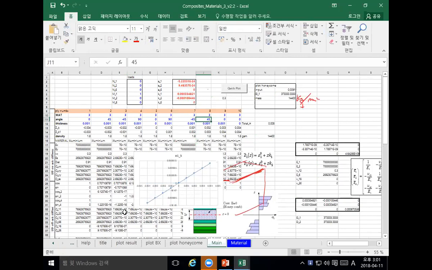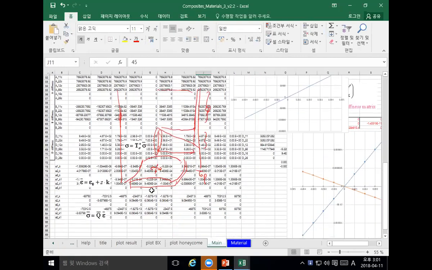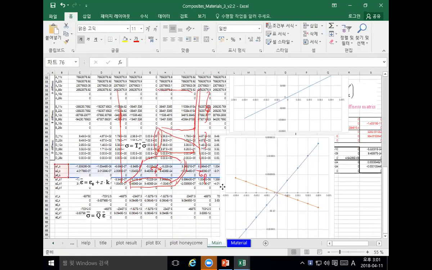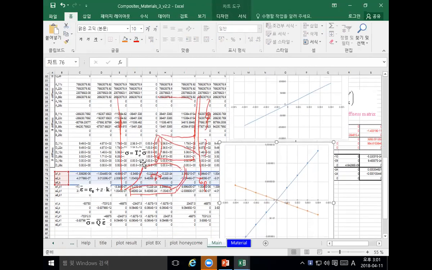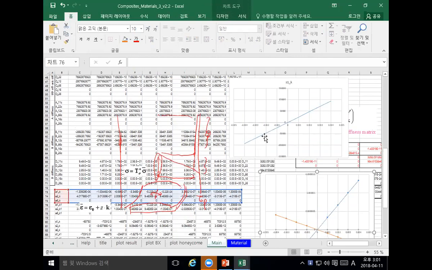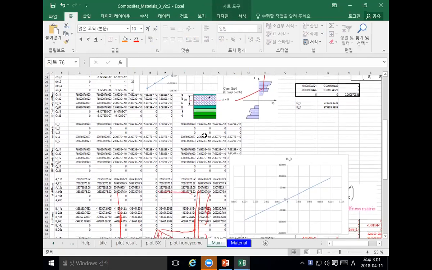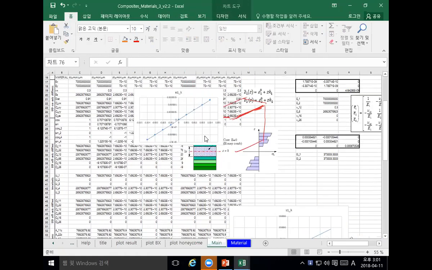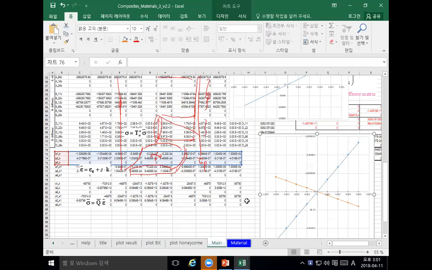Okay, and then see what's going on. In isotropic, not only strain but also stress has to be linear, right? But for the composite, it may have a different stress because it has a different angle.